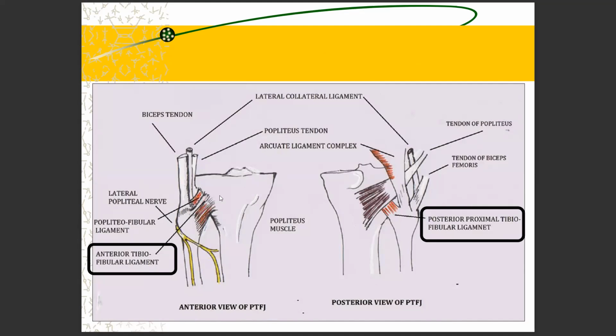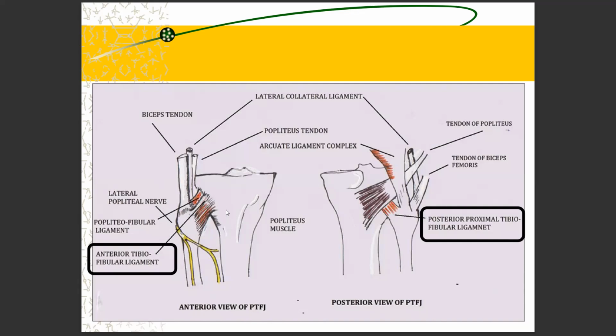So this is the anterior tibiofibular ligament, which is the ligament surrounding the proximal tibiofibular joint. Just above the anterior tibiofibular ligament, there is a small ligament, the popliteofibular ligament. That is the ligament which has one attachment on the fibular head, while the other end is attached to the popliteus muscle.